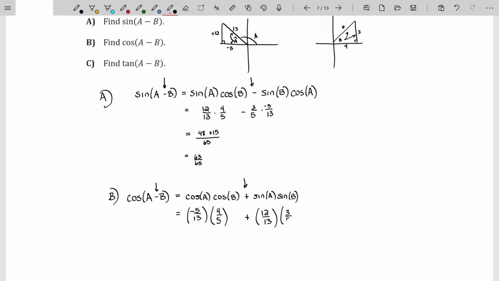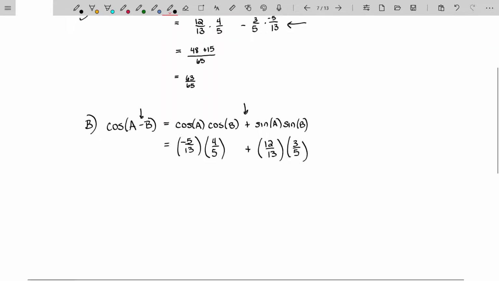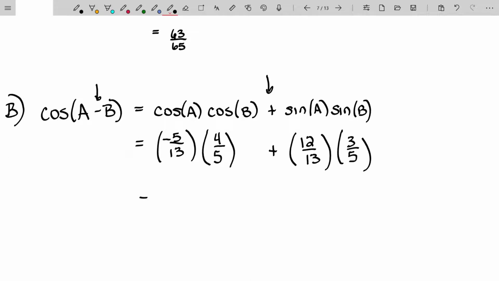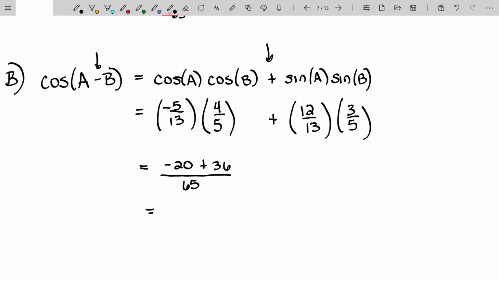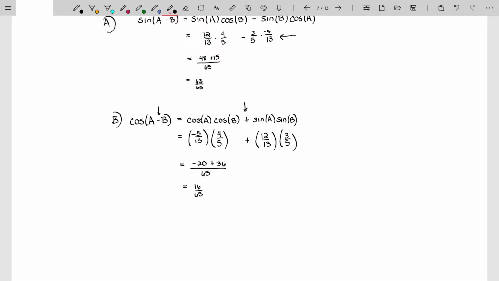If you're wondering how I got that so quickly, I actually was just looking at these values right there. And again, they have the same denominators, so you can add them up. That's negative 20 plus 36 all over 65. And what is that? Positive 16/65. There you go. That's the cosine of A minus B.